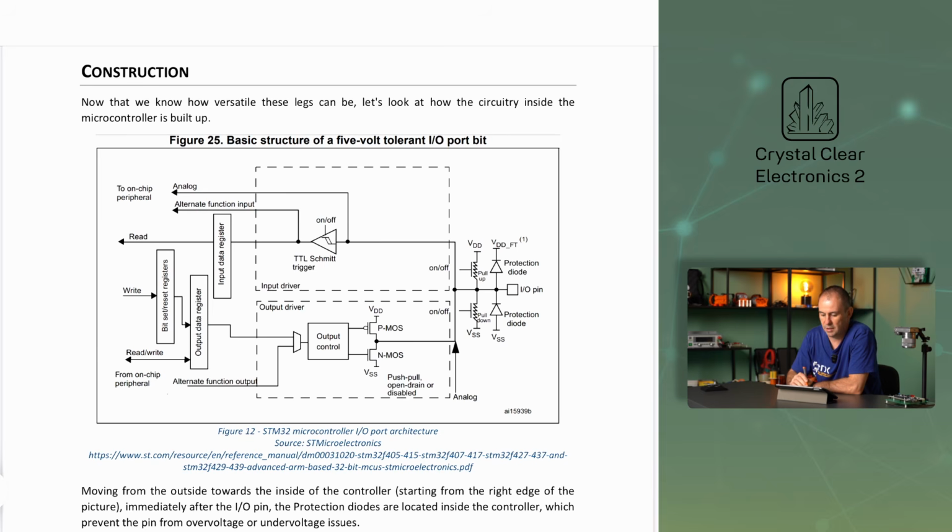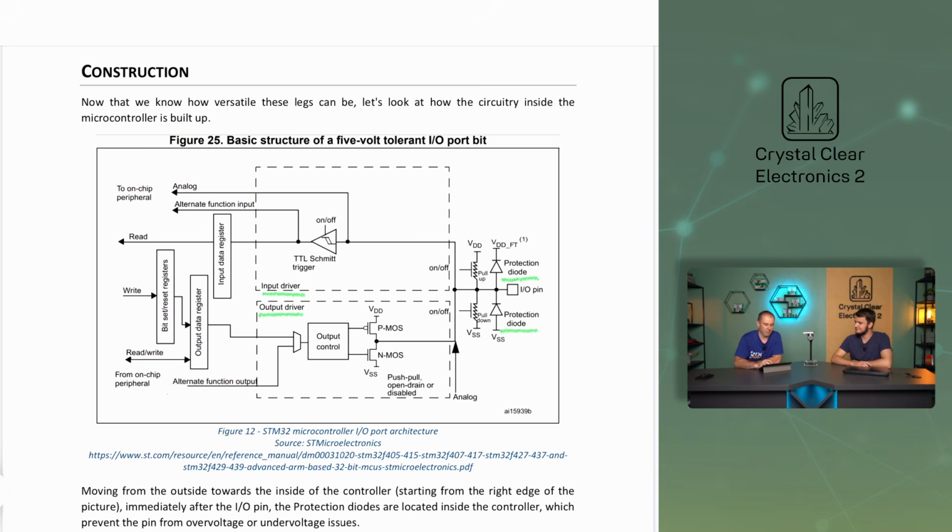Moving from the outside towards the inside of the controller, starting from the right edge of the picture, immediately after the I/O pin, the protection diodes are located inside the controller. These prevent the voltage from being too high, positive, or too low, or in other words, from becoming a negative voltage relative to ground potential. Next, you can see the output and input stages. On the graph, these are marked with dashed lines.